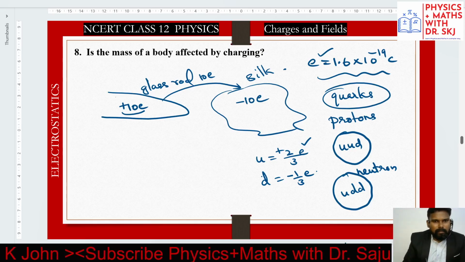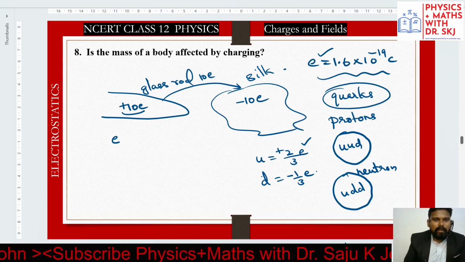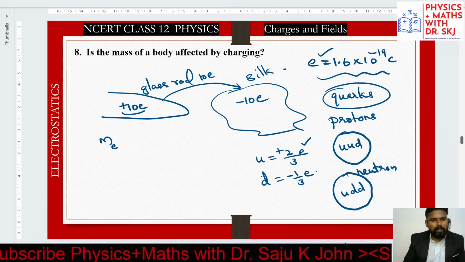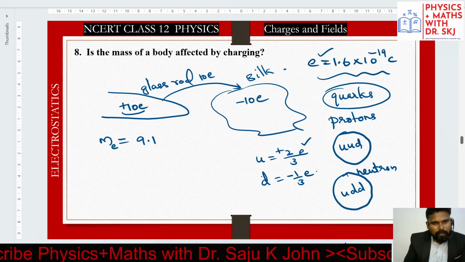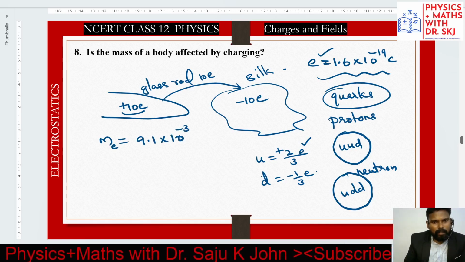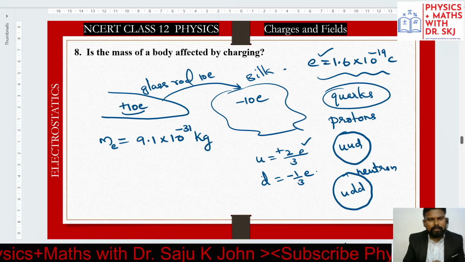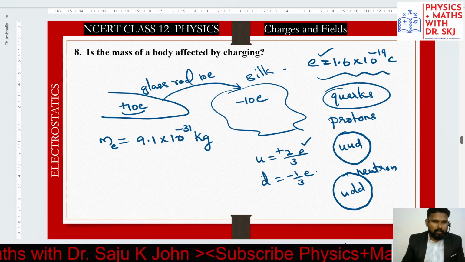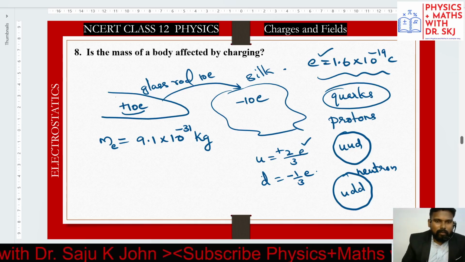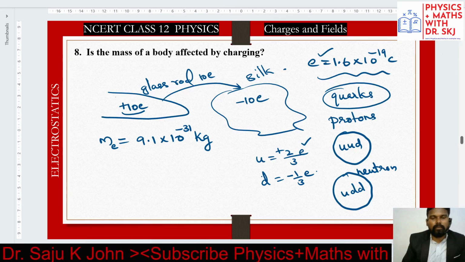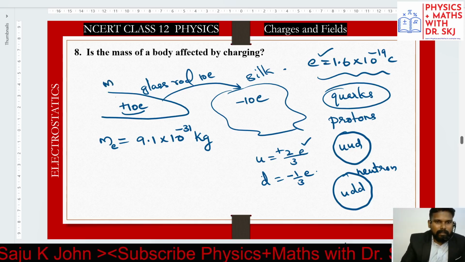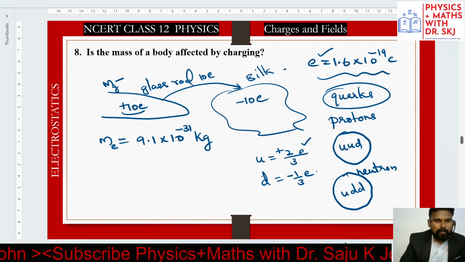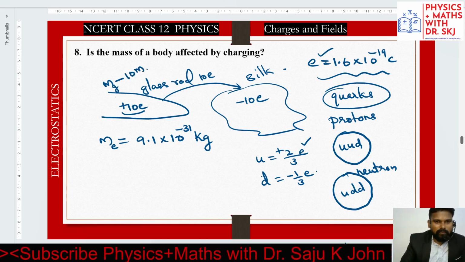So the electrons have mass also. Even though the mass of electrons is very small, electrons have a definite mass, which is 9.1 into 10 raised to minus 31 kilogram. It's a very, very small mass, but electrons have a definite mass. So when 10 electrons are lost from the glass rod, its mass will decrease by an amount of how much? 10 times mass of electron, right?